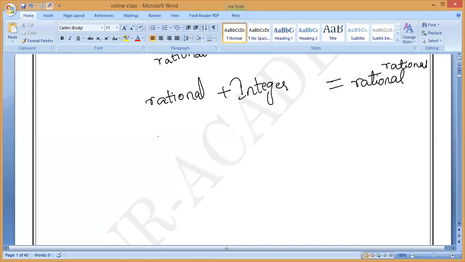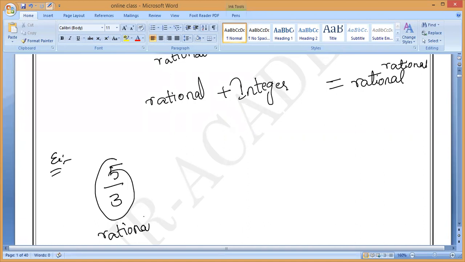Next. Say one rational number, any rational number. Example: 5 by 3. 5 by 3 is our rational number. It is in the form of P by Q. Okay. Now rational number minus any integer. Say any integer. 10. So what is the final answer?